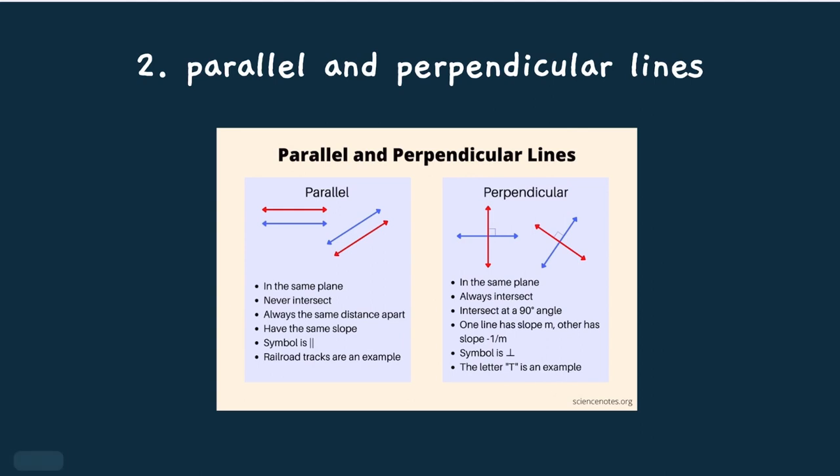So the next keywords in the GED math are parallel and perpendicular lines. This one is in the graphing line topic. In the graphing line topic, we will talk about how to find line equations or how to find the gradient or slope of a line.